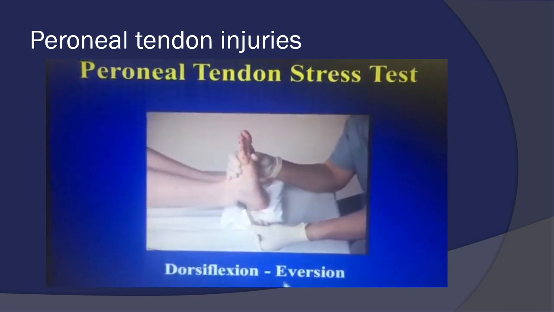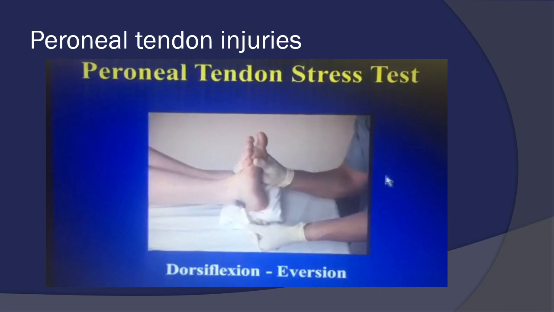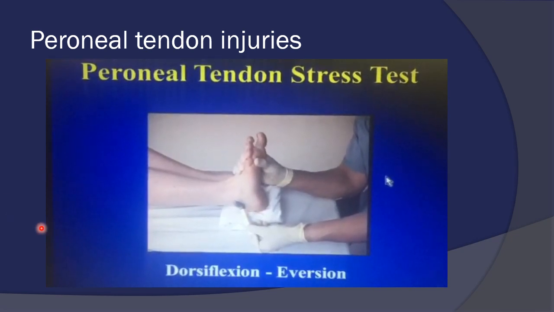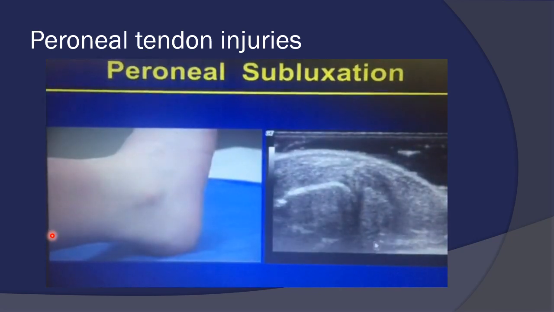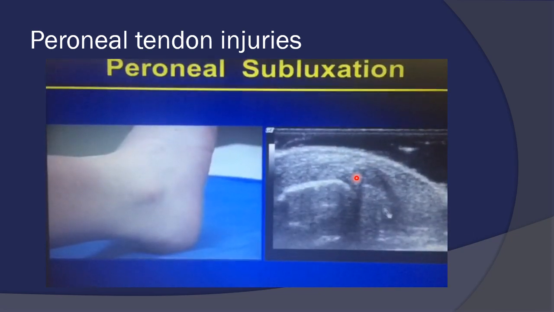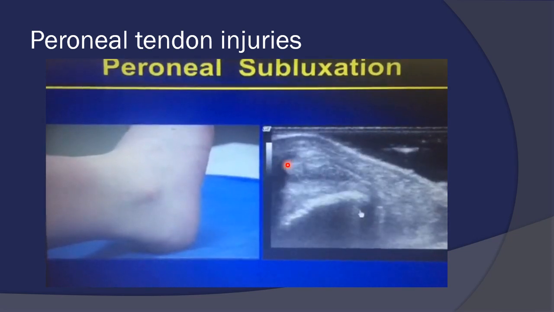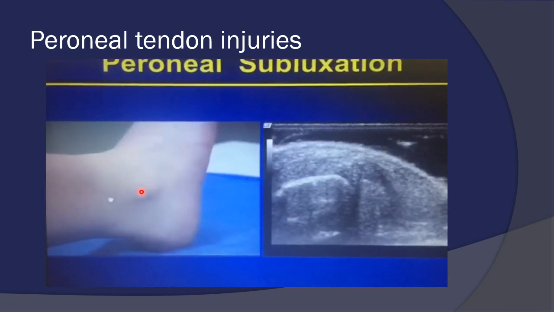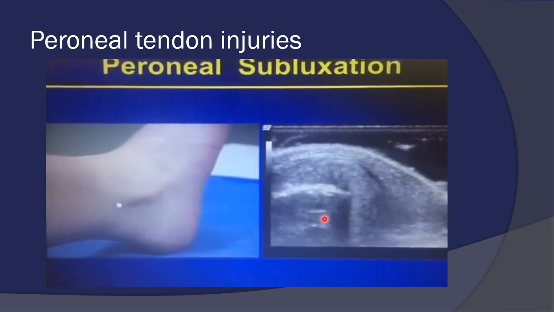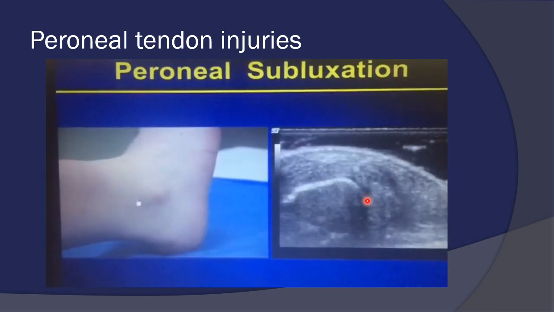Another test that can be done is the peroneal tendon stress test, where we do dorsiflexion and eversion of the ankle. This helps us to detect any subluxation of the peroneal tendons. We notice here, after doing this maneuver, there is subluxation of the peroneal tendons, and this can lead to a split tear.